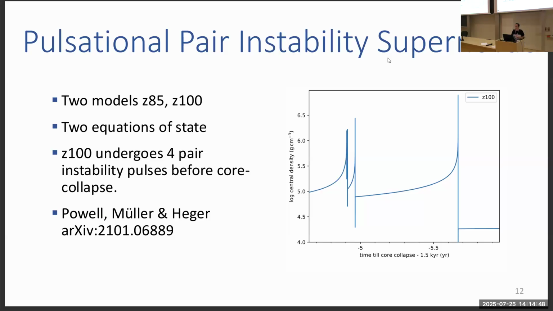And the Z100 model undergoes 4 pulsational pulses about 1,500 years before core collapse, and then it gets stable again. And the 85 solar mass model has a pulse at the same time as core collapse. There's loads of details about these that Alex wrote in the paper because I just simulated the explosion onwards and he did the pre-explosion stuff.